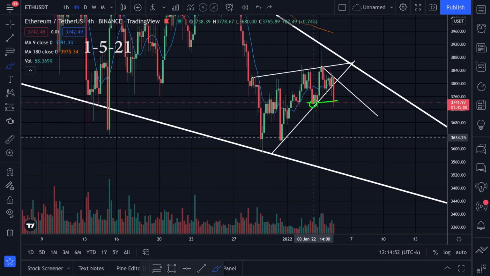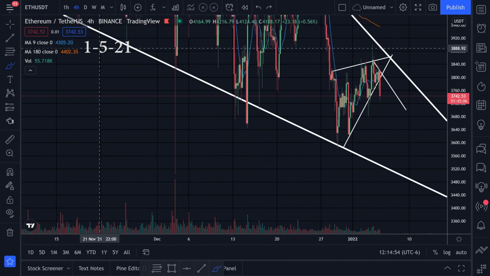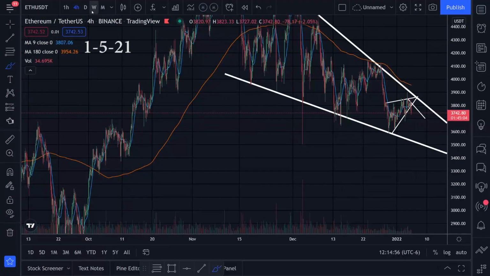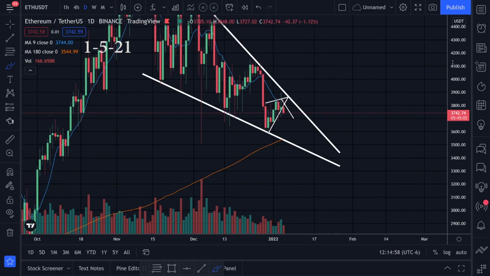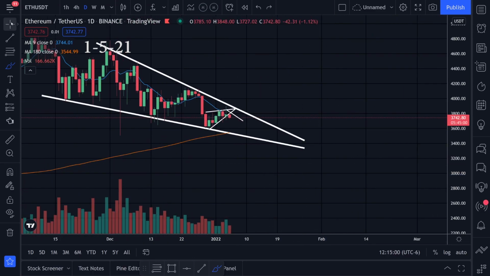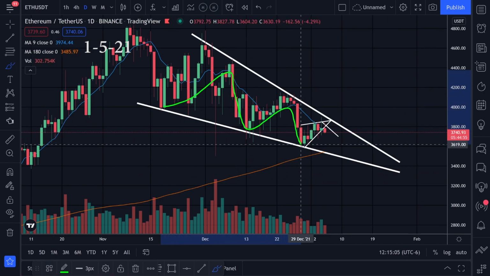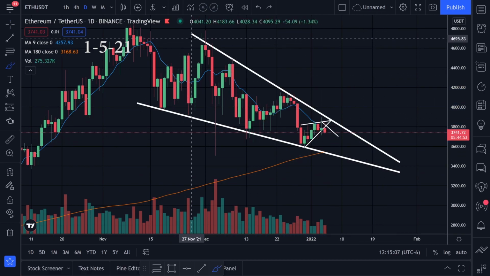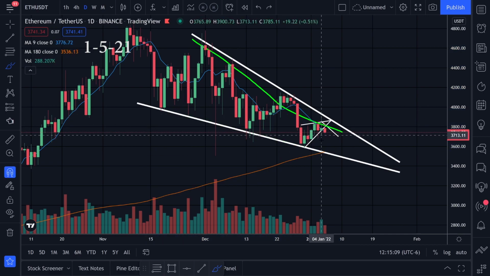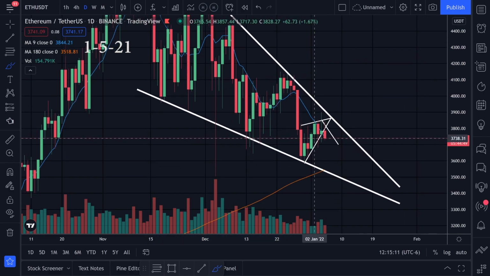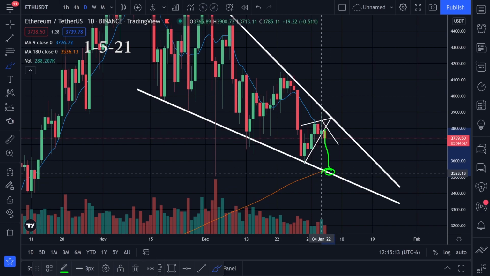And I think there's another thing we could look at too. If we zoom out a little bit and go to the daily time frame, let's switch over to the daily time frame. We have this falling wedge pattern, something like this. We're bouncing in between these two trend lines, this top trend line and this bottom trend line on the daily time frame. And I think we might be able to come down and hit this area right here.